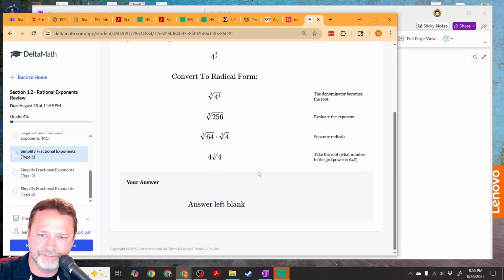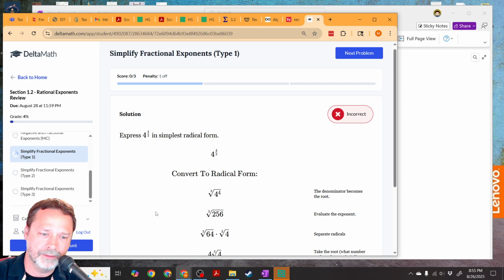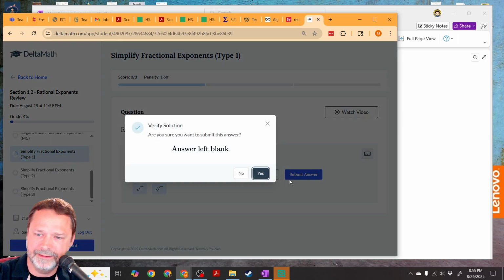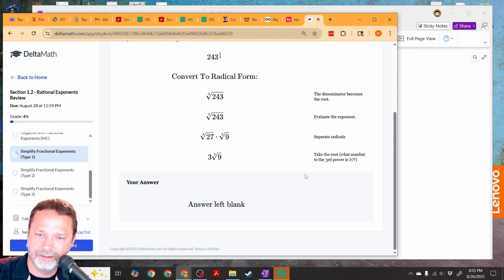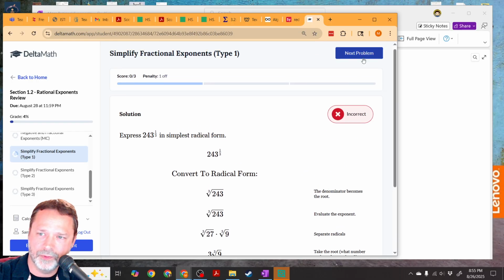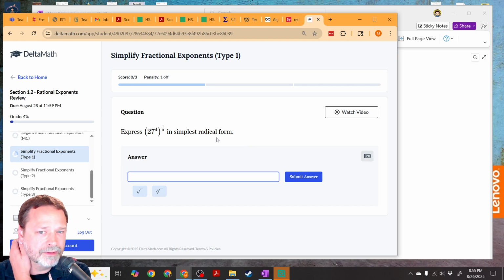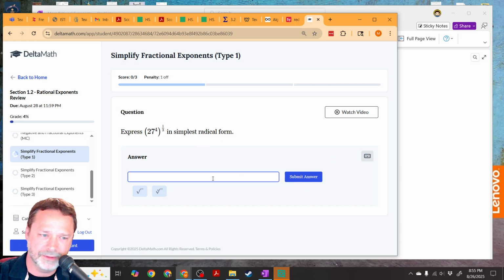There it is. Now let's try another problem. Well, that one's just way too easy. It's boring. Oh, I guess it's not that boring. Okay, let's do this one. 27 to the 4th raised to the 1/3 power. Now that one's really similar too. Hold on one second.